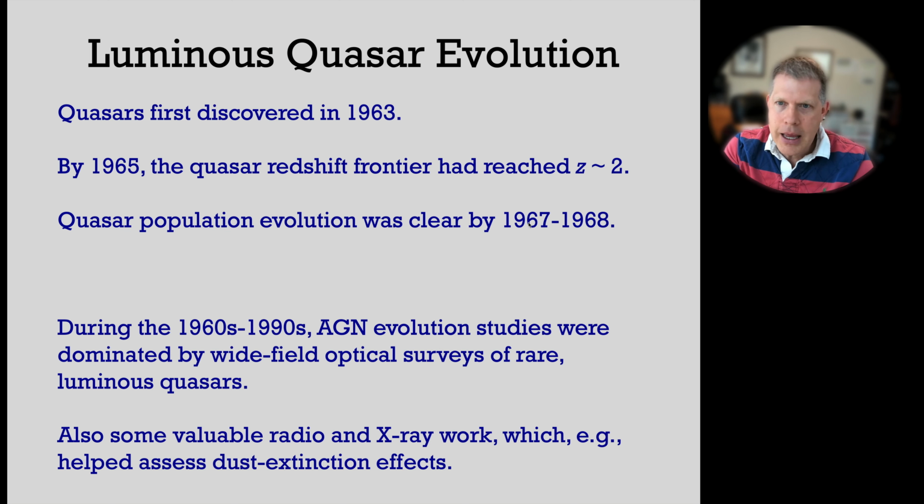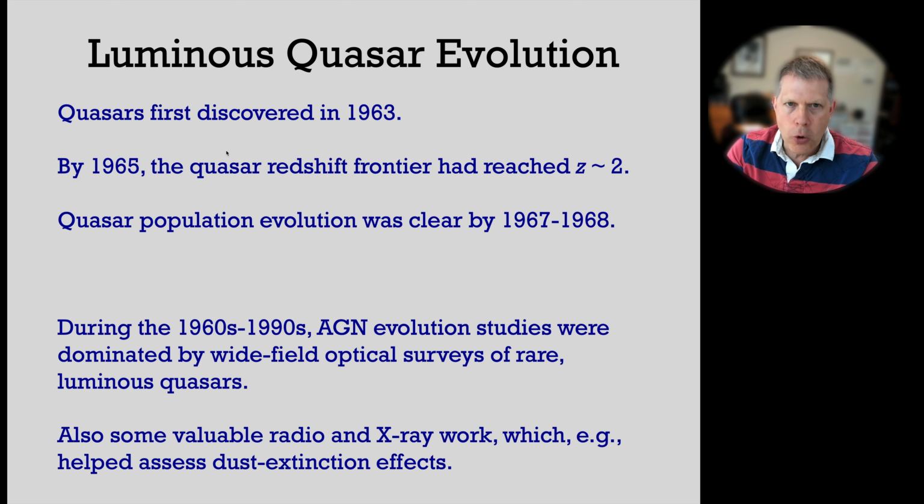And by 1967 to 1968, it was clear that the quasar population was evolving strongly. The evolution was not subtle by any means, as we will see. And you could see that the quasar population was strongly evolving, even with the very early data that were available.